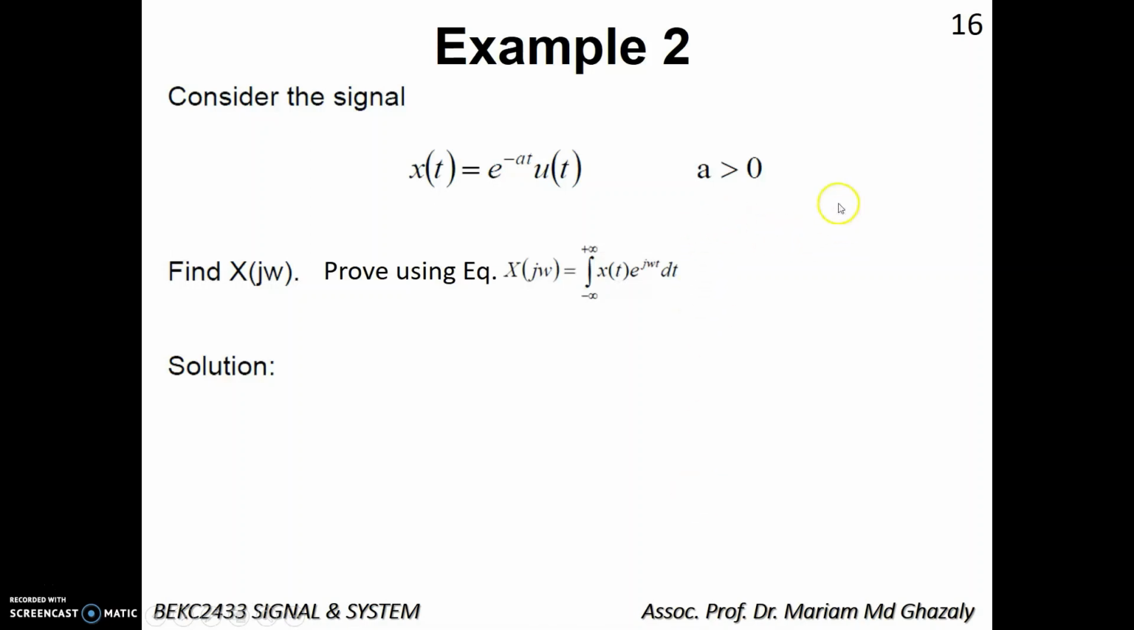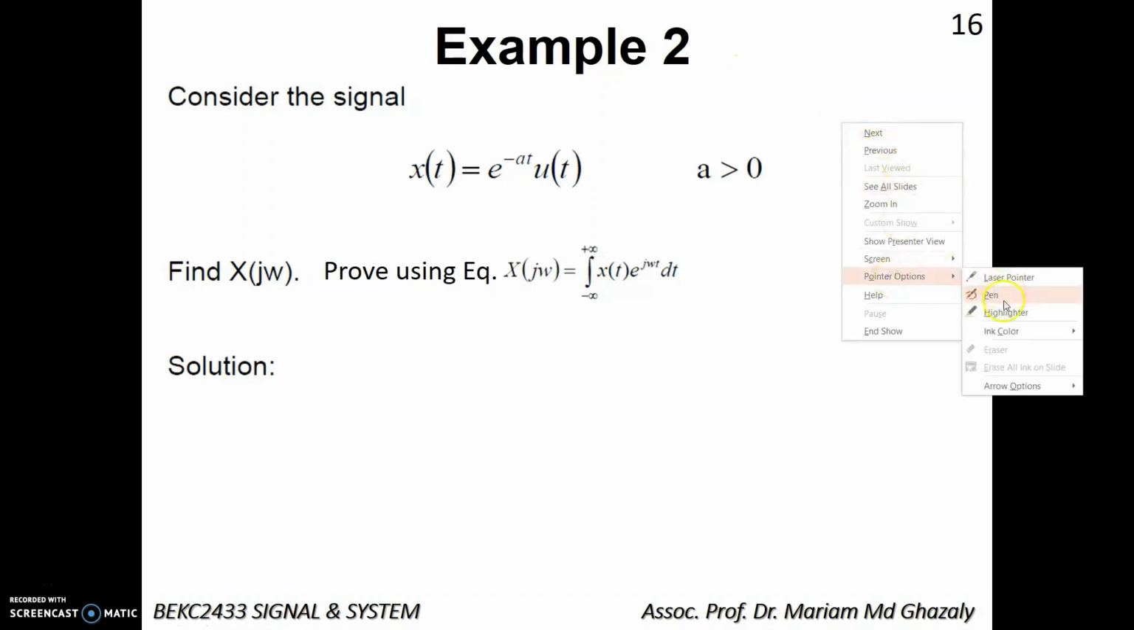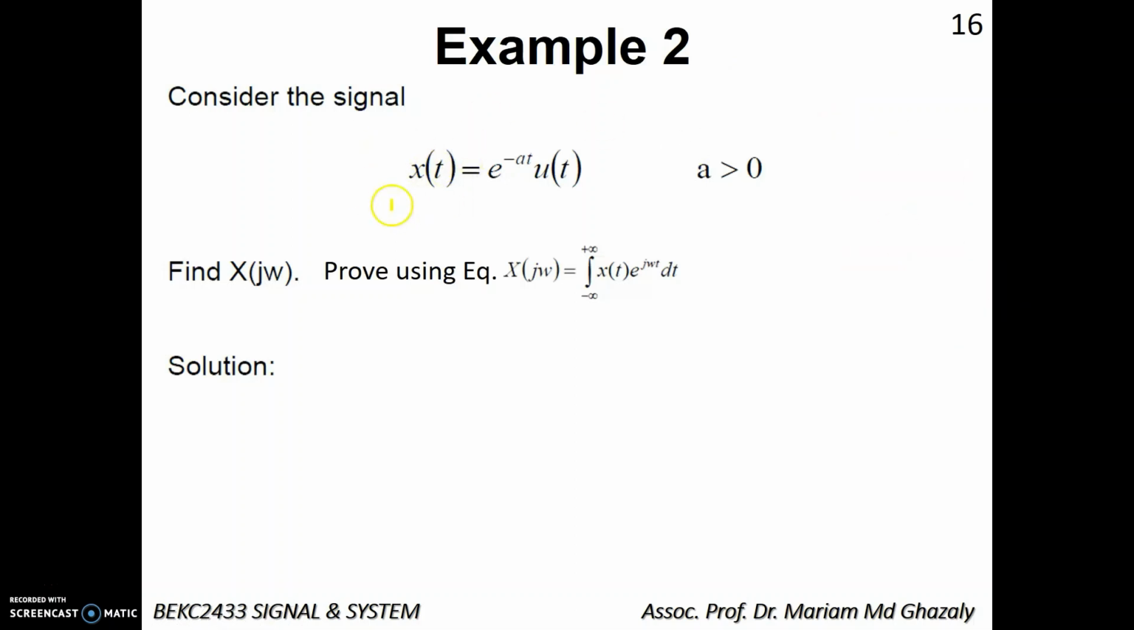So in part 1 we have stopped until this example 2. For this example 2, you are given this signal x(t) = e^(-at) u(t) for a more than 0. What you need to calculate here is x(jω), which is basically to find the Fourier transform for this signal. You are going to convert this x(t) signal to its Fourier transform using this equation.